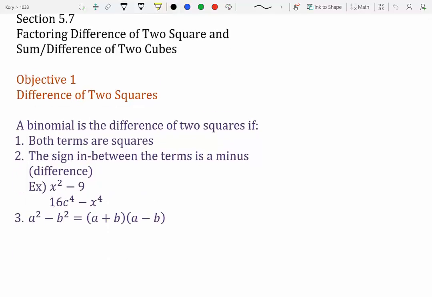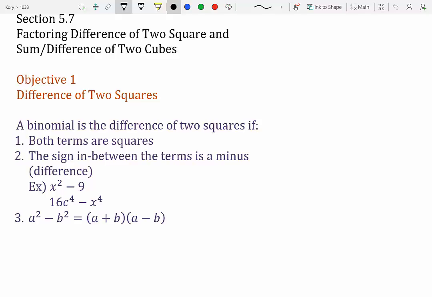Section 5.7, factoring difference of two squares and sum and difference of two cubes. So objective 1, difference of two squares. A binomial is the difference of two squares if both terms are squares. So when both terms are perfect squares, you can use this. The sign in between the terms is a minus.